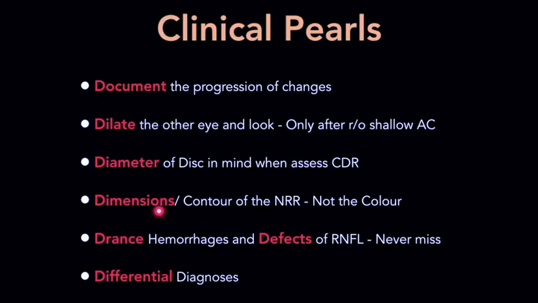The dimensions or the contour of the neuroretinal rim is the important thing, not the color. The message should be very clear: do not judge a disc by the color, but by the dimensions. Then the other D is the disc hemorrhages. The disc hemorrhages and the defects of RNFL are very important. Should never miss them. And differentials should always be considered when we go for a glaucoma. We should always keep non-glaucomatous cupping and physiological cupping in mind as well. So these 7 Ds will provide enough confidence in diagnosing what a normal glaucomatous disc will look like.